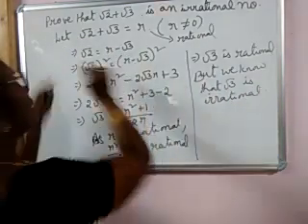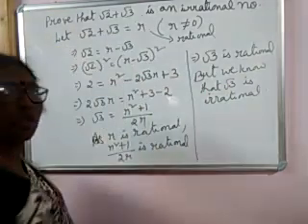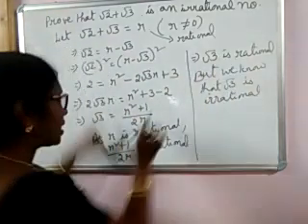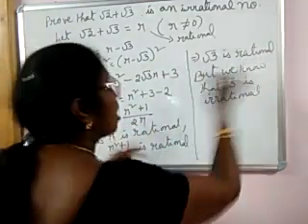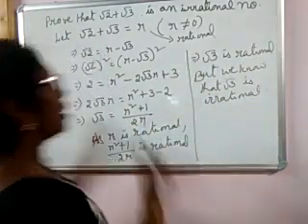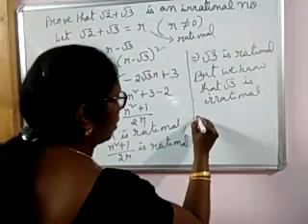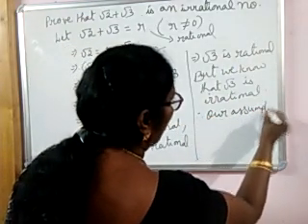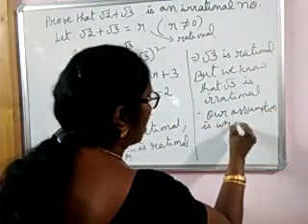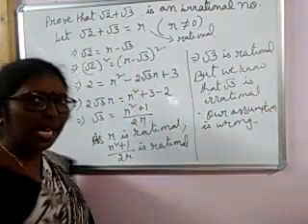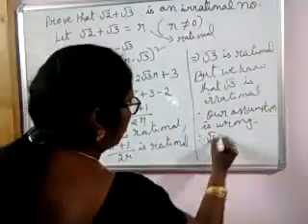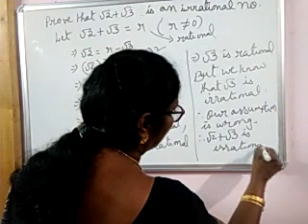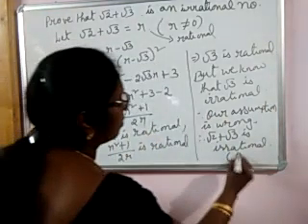That's why root 2 plus root 3 is not equal to R. This contradicts. If this is rational, root 3 is rational, but we know that root 3 is irrational. That means our assumption is wrong. Our assumption, what we thought, that root 2 plus root 3 is rational, is wrong. Therefore, root 2 plus root 3 is irrational. That is what is proved.